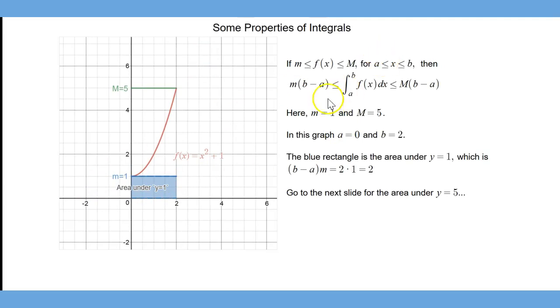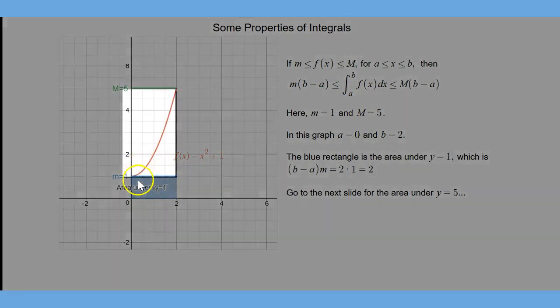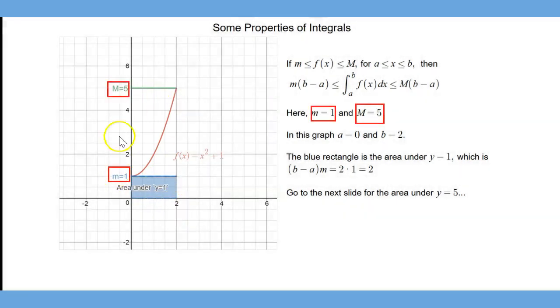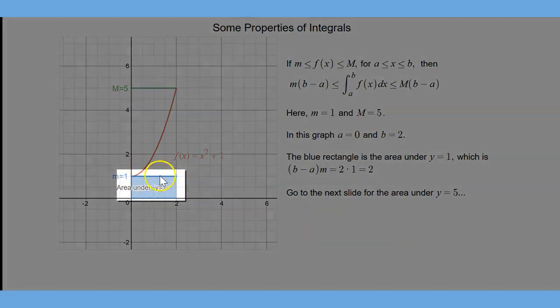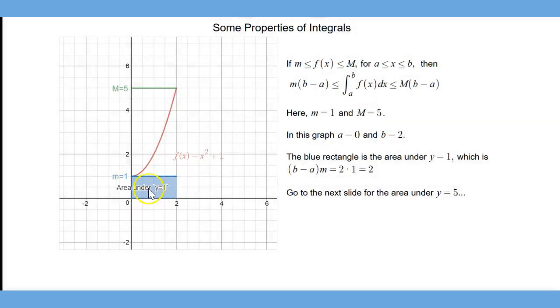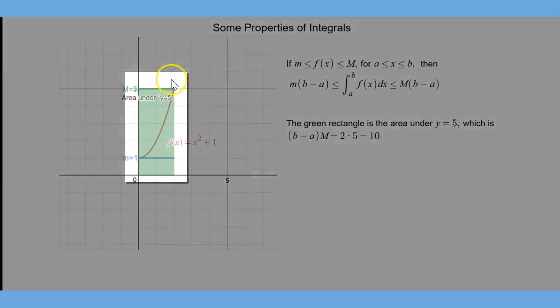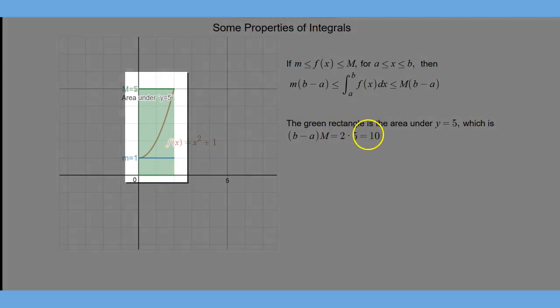So here's an example. My function f of x is x squared plus 1. So notice that x squared plus 1 is always greater than 1, and it's always less than 5 on the interval 0 to 2. Lowercase m is 1, uppercase M is 5, and a and b are 0 and 2. So the area under m equals 1 is this blue rectangle, and that just has area 2 times 1, which is 2. The area under capital M equals 5 is this green rectangle, and that has area 5 times 2, which is 10.